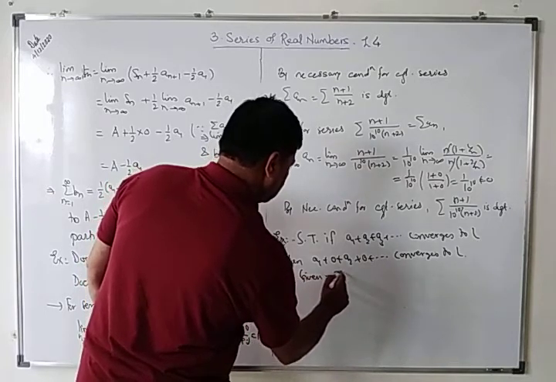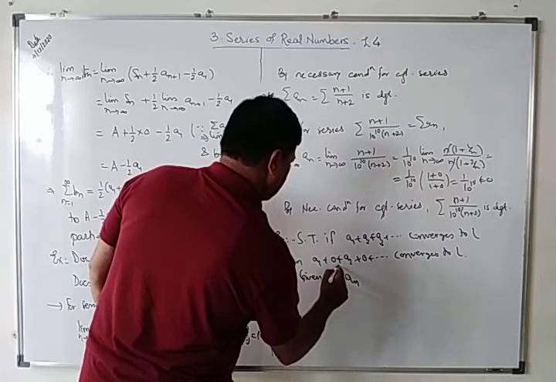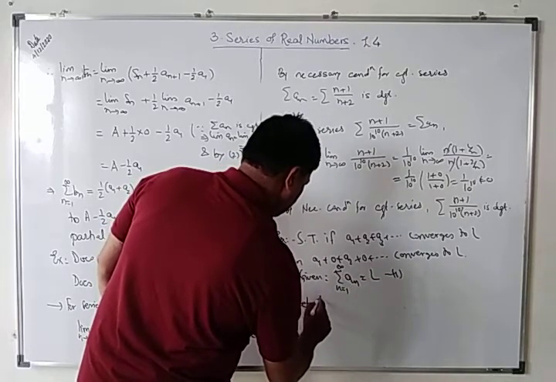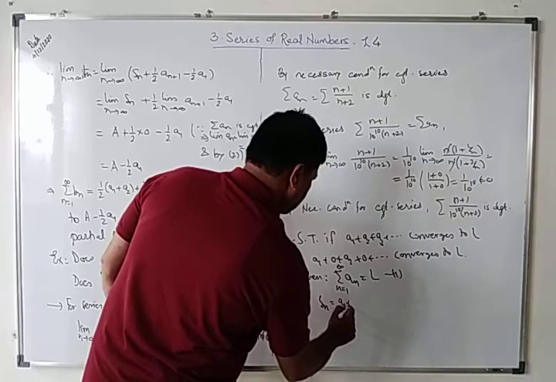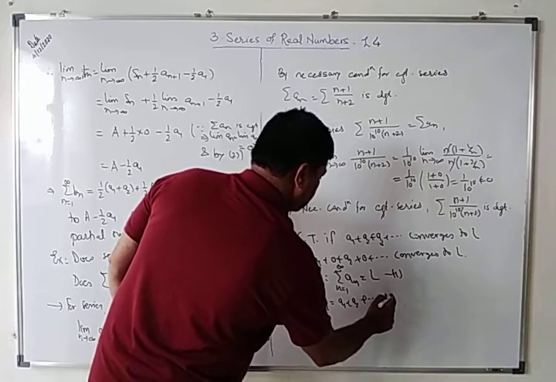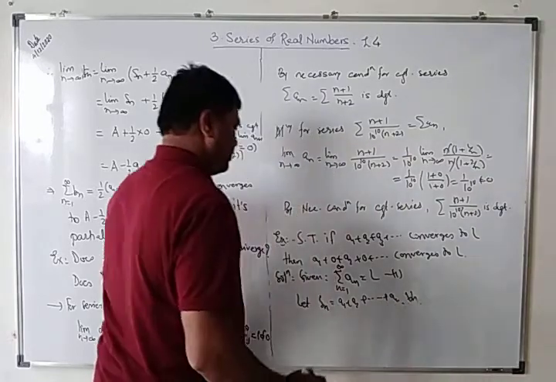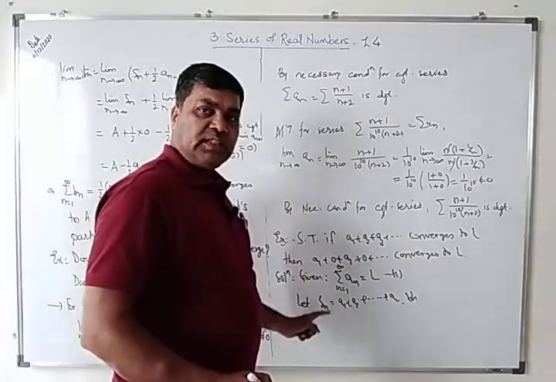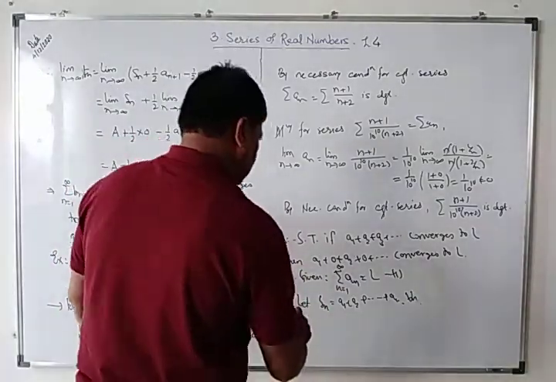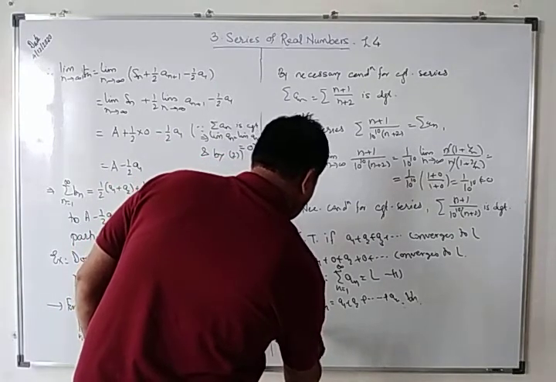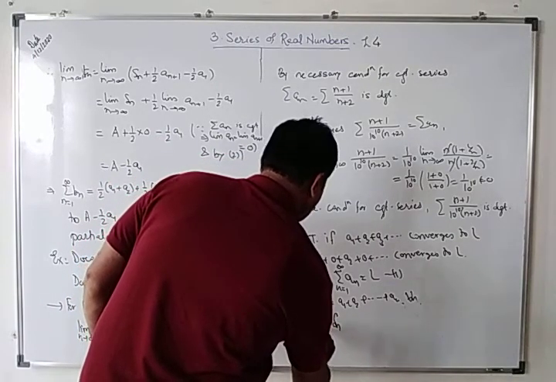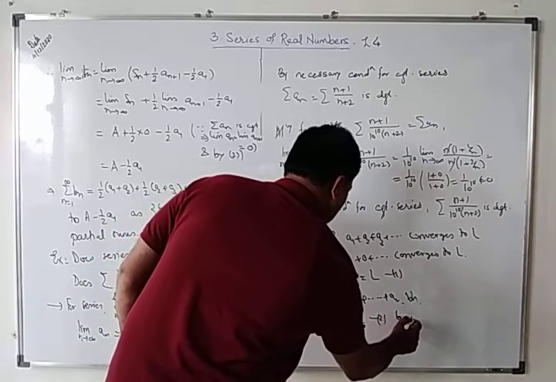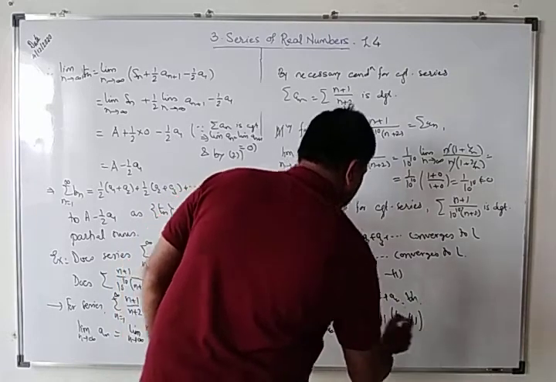So given summation a_n, n equal to 1 to infinity, equal to L, let S_n be equal to a1 plus a2 plus dot dot up to a_n for all n, which is the nth partial sum of this series, and therefore its sequence of partial sums must converge to L. Then limit S_n is equal to L by 2 by 1, right?